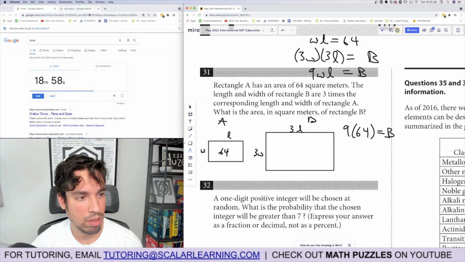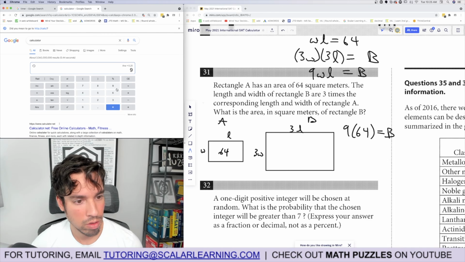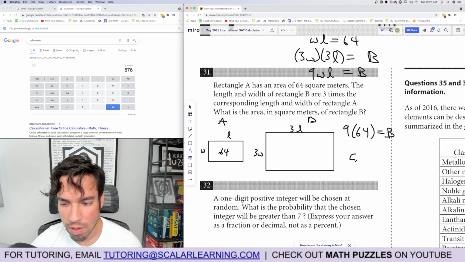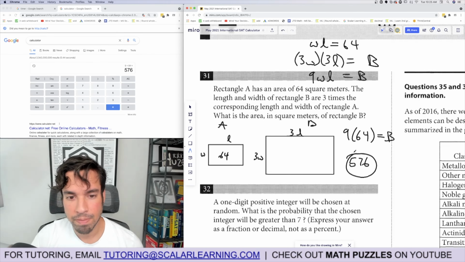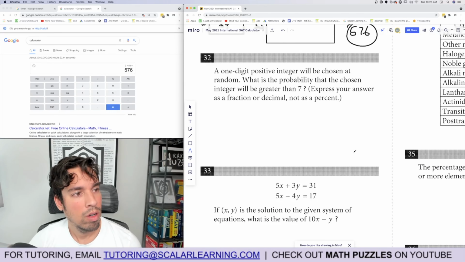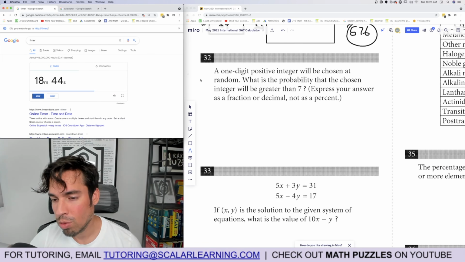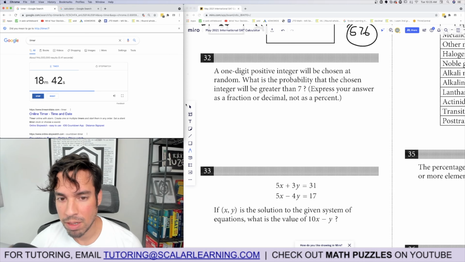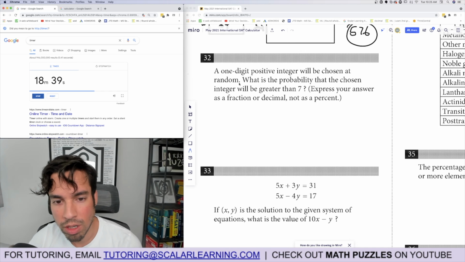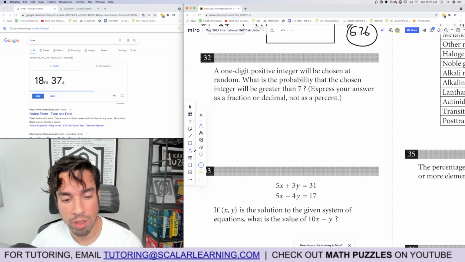And then 9 times 64 equals 576. Is that right? 540 plus, yeah, 576. And that's it. All right, 32. Always finding an equation to relate stuff is superior, in my opinion, than just going with your gut. I mean, if you can. You gotta go with your gut, go with your gut.